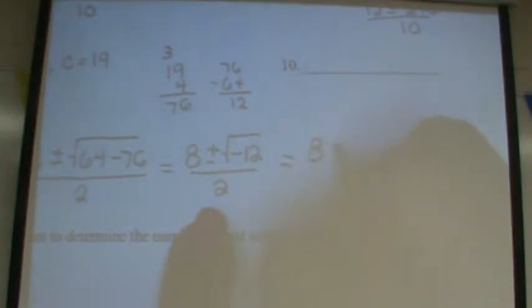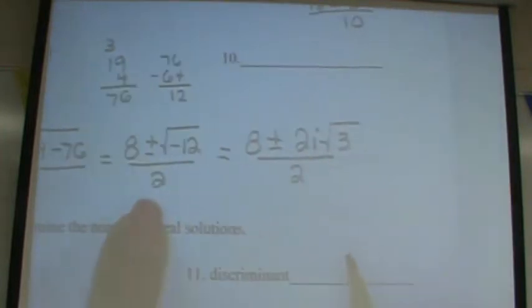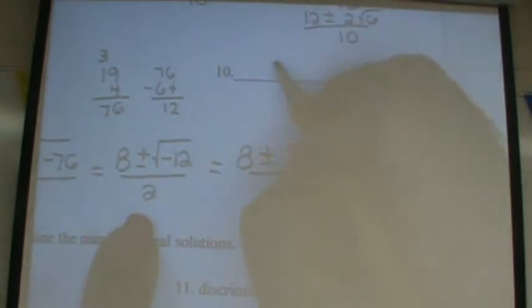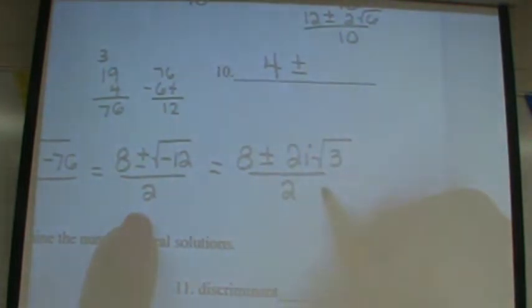So we have an i in here. So it's 8 plus or minus 2i root 3 over 2. We can simplify all of this by 2. So we have 4 plus or minus i root 3. 2 goes into 8 4 times. 2 goes into 2 once.